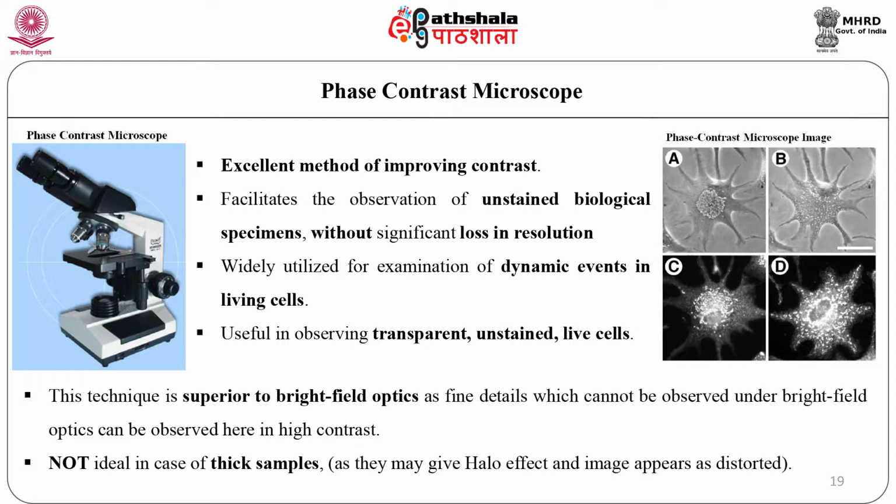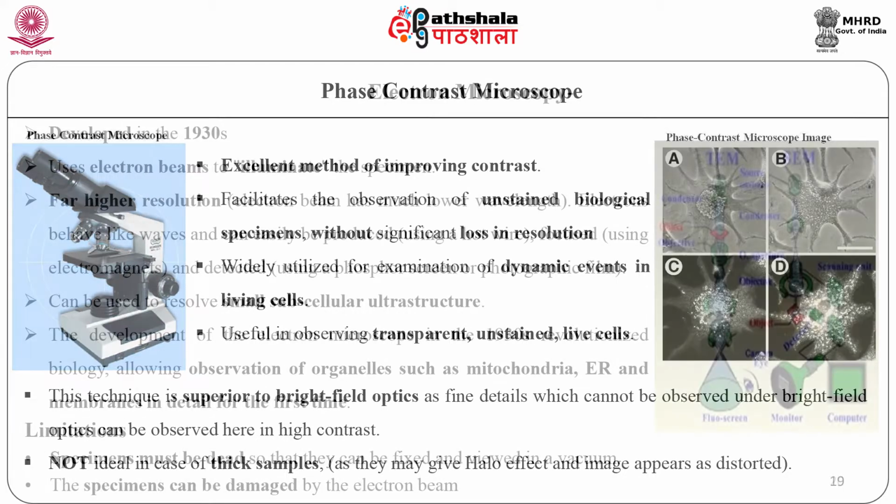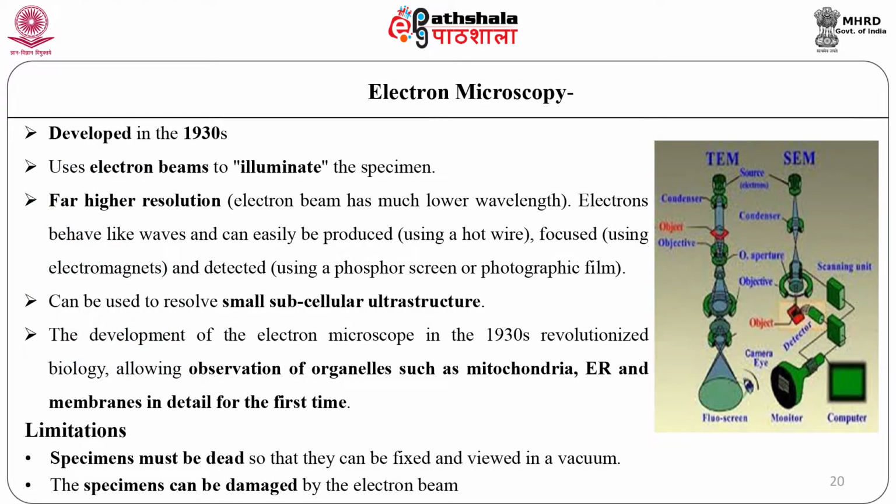Phase contrast microscopy is useful in observing transparent, unstained live cells. This technique is superior to bright field optics as fine details which cannot be observed under bright field optics can be observed here in high contrast. But in the case of thick samples, this technique is not ideal as they may give a hollow effect and appear distorted. Electron microscopy. The electron microscope was developed in the 1930s.